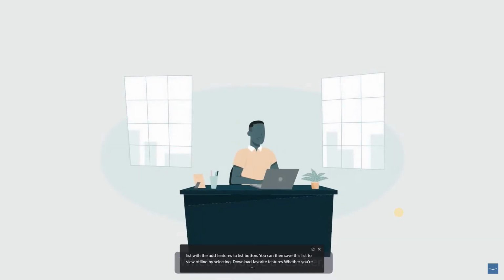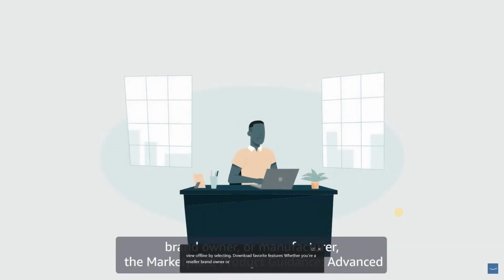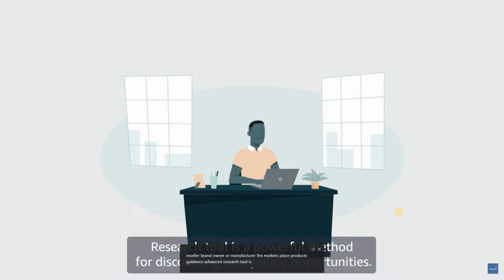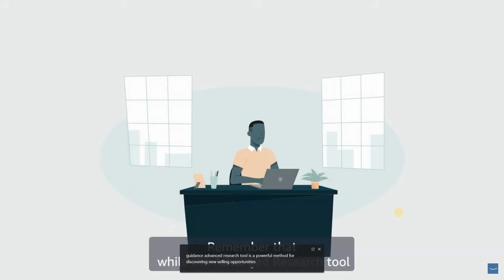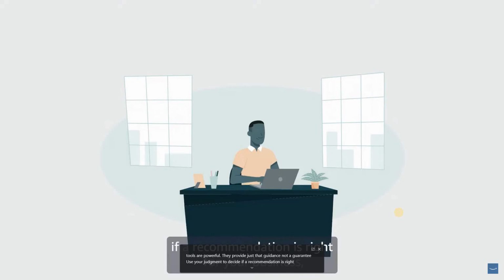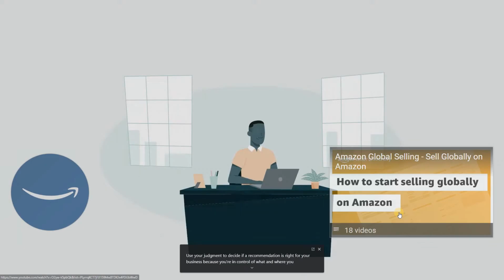Whether you're a reseller, brand owner, or manufacturer, the Marketplace Product Guidance Advanced Research Tool is a powerful method for discovering new selling opportunities. Remember that while the Advanced Research Tool and our other Marketplace Product Guidance tools are powerful, they provide just that: guidance, not a guarantee. Use your judgment to decide if a recommendation is right for your business, because you're in control of what and where you sell.